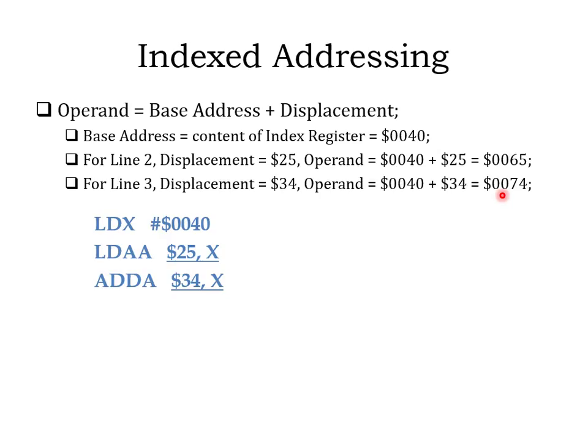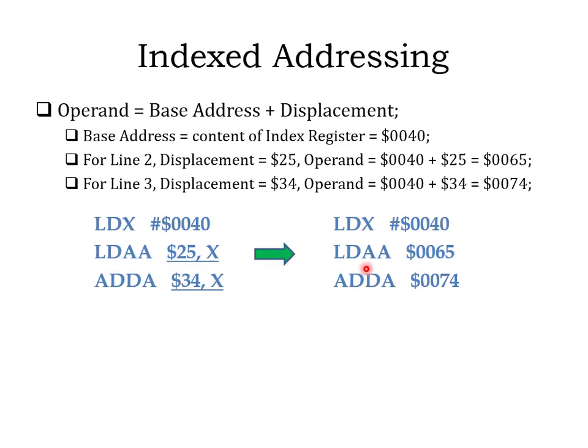Now, if I know the real operand of line 2 and line 3, I can actually write these 3 lines on the right side. Do you understand everything you have on the right side, right? 3 lines. Do you see what I'm saying? I just replace this $25,X by 0065, because that's what I got here from the operand. And for line 3, I'm replacing $34,X by 0074, because that is what I got here calculating the operand.